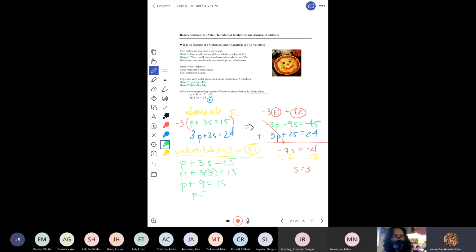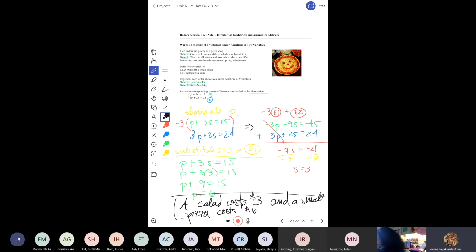And so P equals 6, right? Now, this is a word problem, so of course I'm writing my answer as a complete sentence. A salad costs $3 and a small pizza costs $6, right? This is nothing new. This was all what we've already done. You should already be able to do all that.